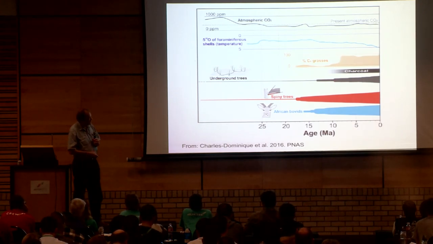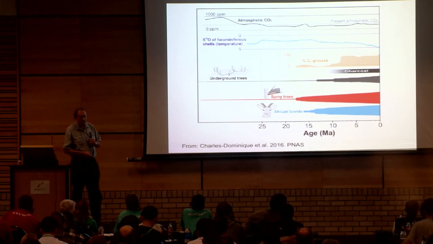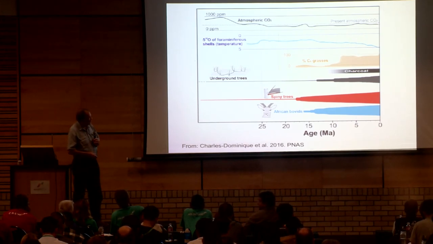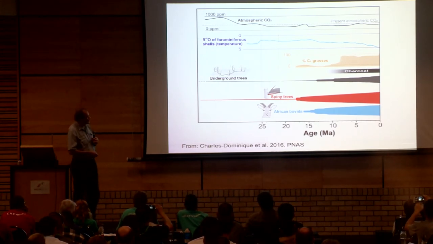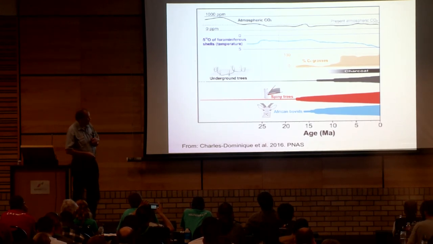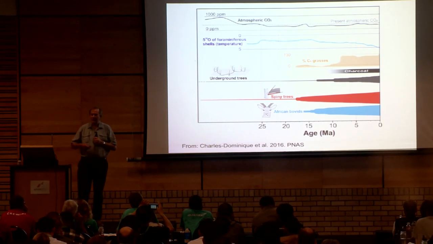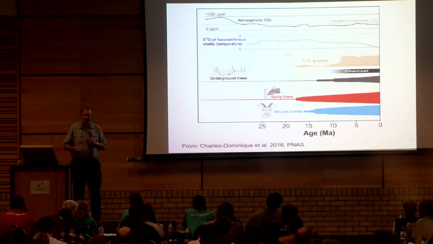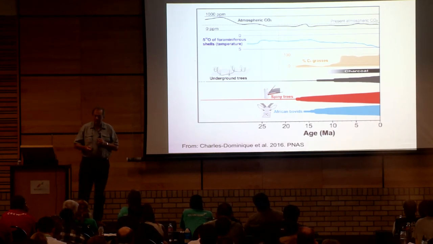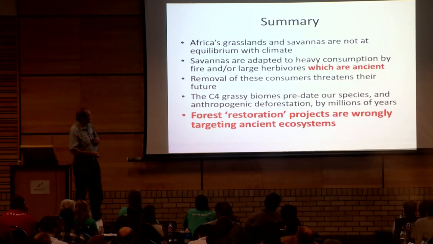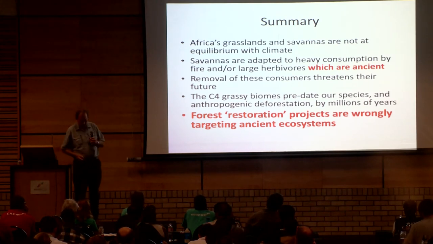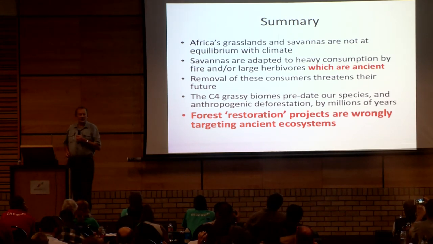And then we have these semi-arid savannas, of which Kruger is an example, which apparently began much earlier than the C4 grass radiation. So they would have had C3 grasses instead. And they were triggered by the arrival of bovids from Eurasia, when Africa bumped into Eurasia, and the animals were able to cross the islands. The elephants, of course, went in the other direction and went all over the world, creating mammoths, mastodons, gomphotheres, and the like. So to summarize, Africa's grasslands and savannas are not at equilibrium with climate.